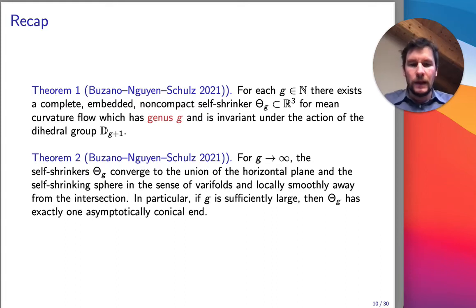Okay, so here's a recap of the two theorems that we want to prove. Theorem 1 says that for every G there exists a self-shrinker with genus G, which is non-compact, complete, embedded. And theorem 2 says when we let the genus G go to infinity, then these self-shrinkers converge to the intersection of the plane and the sphere of radius 2.